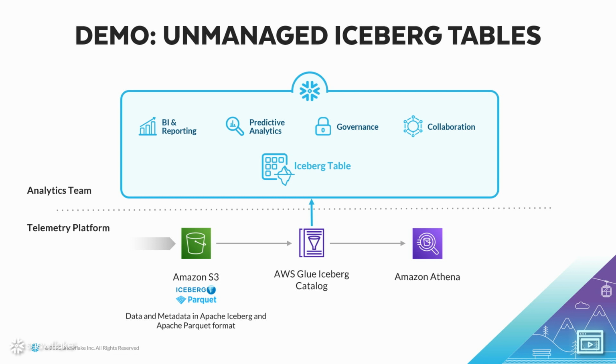So in this scenario, there's an analytics team. They're using Snowflake. They love Snowflake. But then there's a telemetry platform team that's using AWS. And specifically, they're collecting data in S3, and they're using Athena with Glue as the catalog to try and analyze that data. So with that, I'm going to turn it over to Ron to run through the demo.